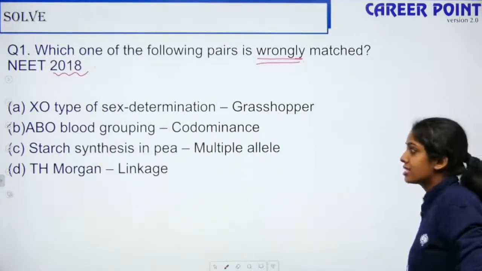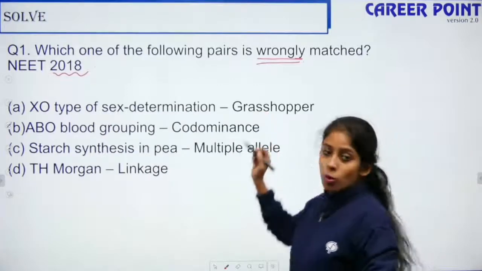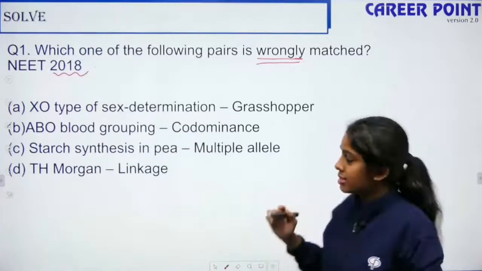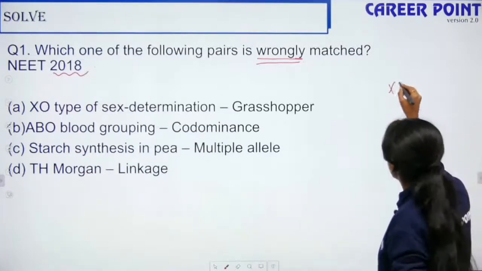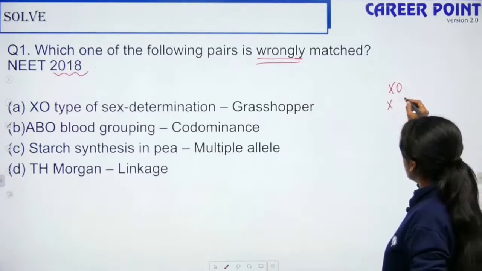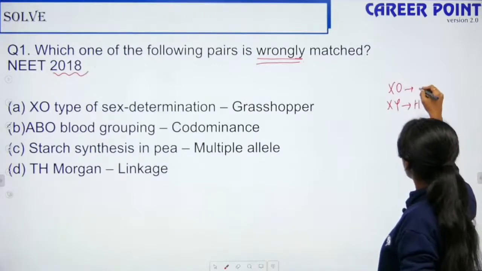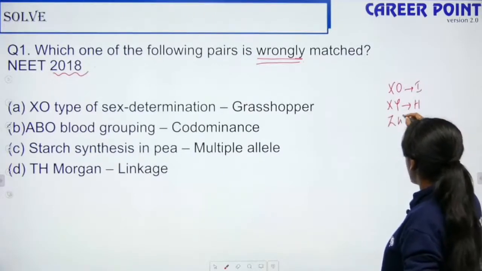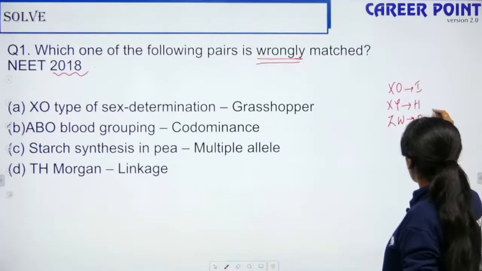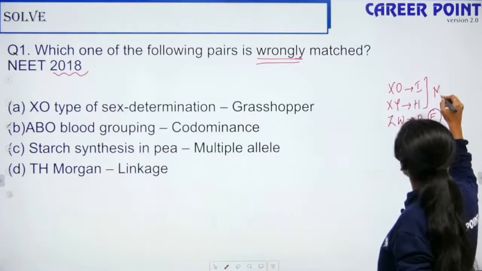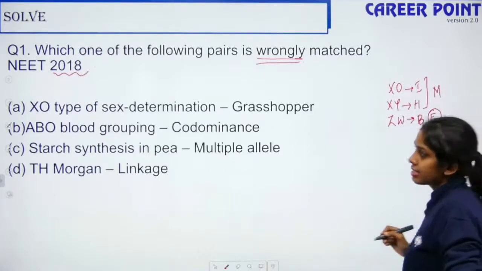XO type of sex determination is seen in grasshopper. So I have already taught you how sex determination happens. So in case of insects, it is XO. In humans, it is XY. In birds, it is ZW. So in birds, it is the female who determines the sex. In males, in humans and in insects, it is the male.